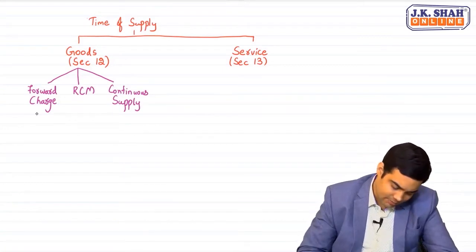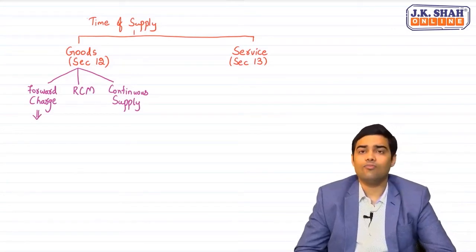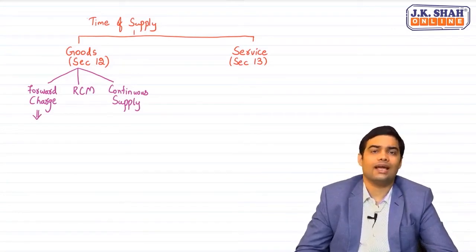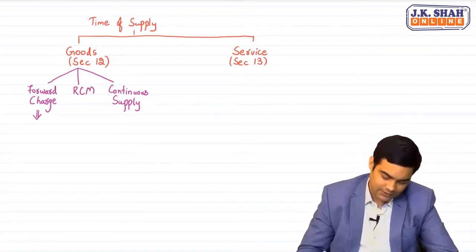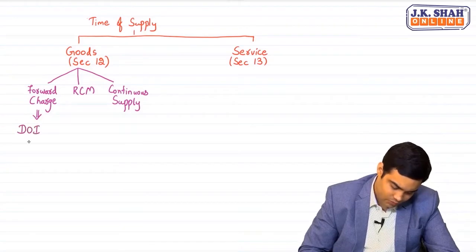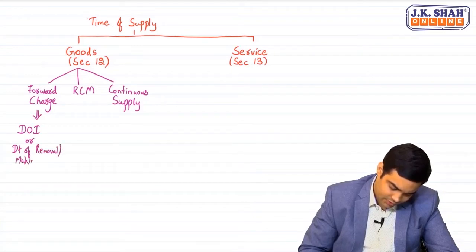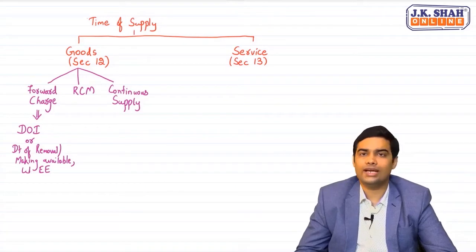Forward charge. Remember one thing, a relief is provided to goods industry that date of payment would not be used as time of supply under forward charge unless it's a case of RCM, composition or continuous supply. So under forward charge, the time of supply is date of invoice or date of removal of goods / making available of goods, whichever is earlier. Remember one thing very carefully. This date of removal or date of making available is the due date to issue invoice.